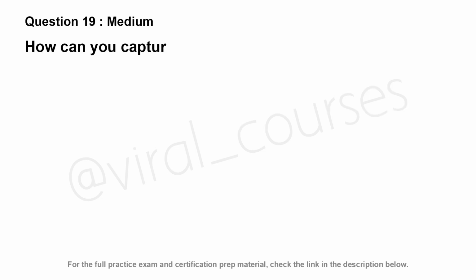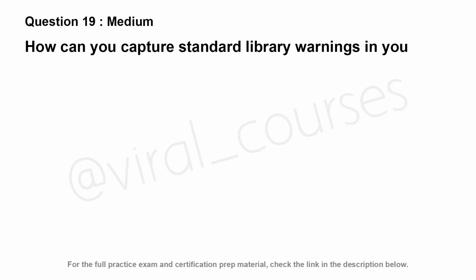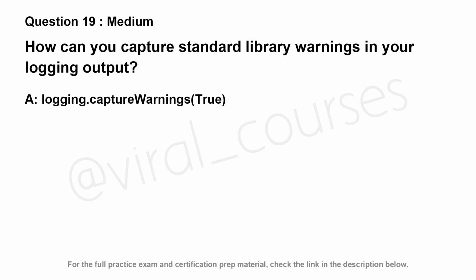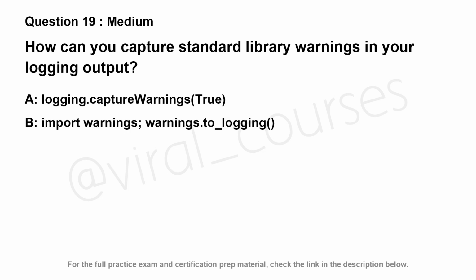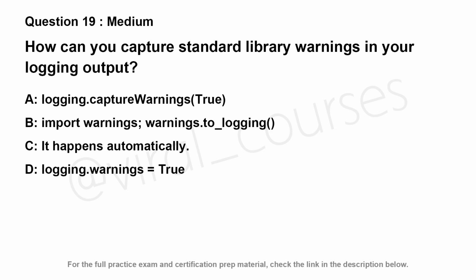How can you capture standard library warnings in your logging output? Option A, logging.captureWarnings(True). Option B, import warnings; warnings.to_logging. Option C, it happens automatically. Option D, logging.warnings equals true.